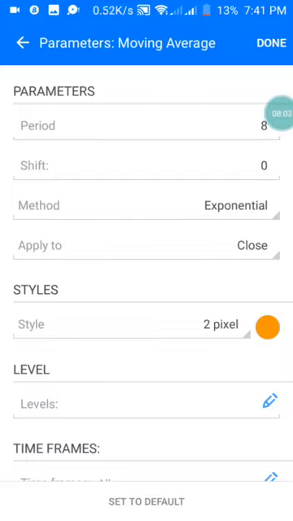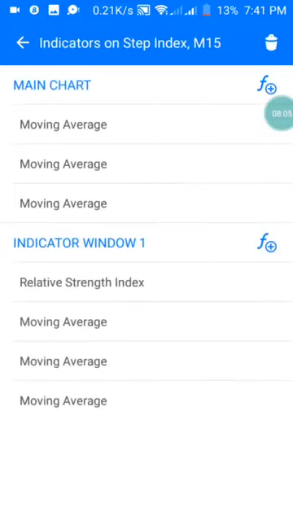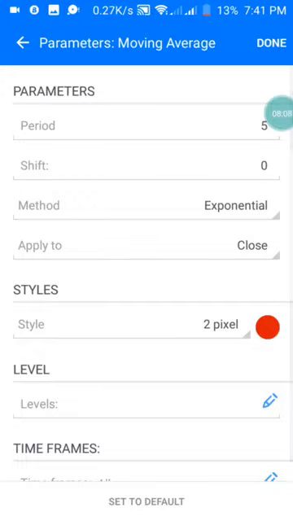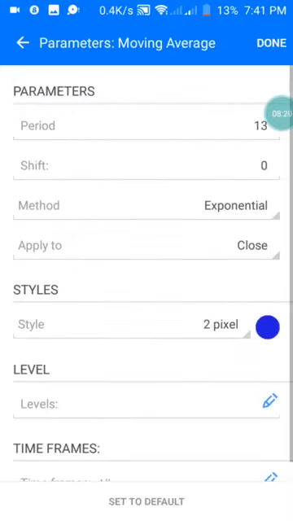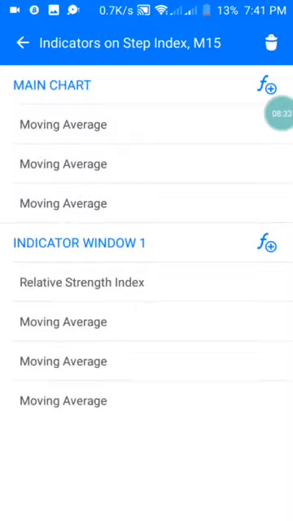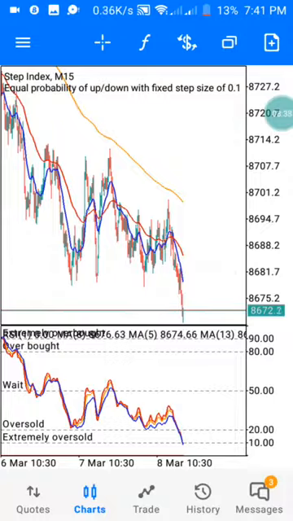Then move to the first moving average on the period of 8, shift of 0. So screenshot this and press on done. Then move to the second moving average on my window 1. The period is 5, the shift is 0, applied to close, then choose any color of your choice, press on done. Then the last moving average has the period of 13, shift of 0, method of this, applied to close, then choose any color of your choice, then press on done. So by doing this, you will have the settings on your phone, and you will have it on your main chart.